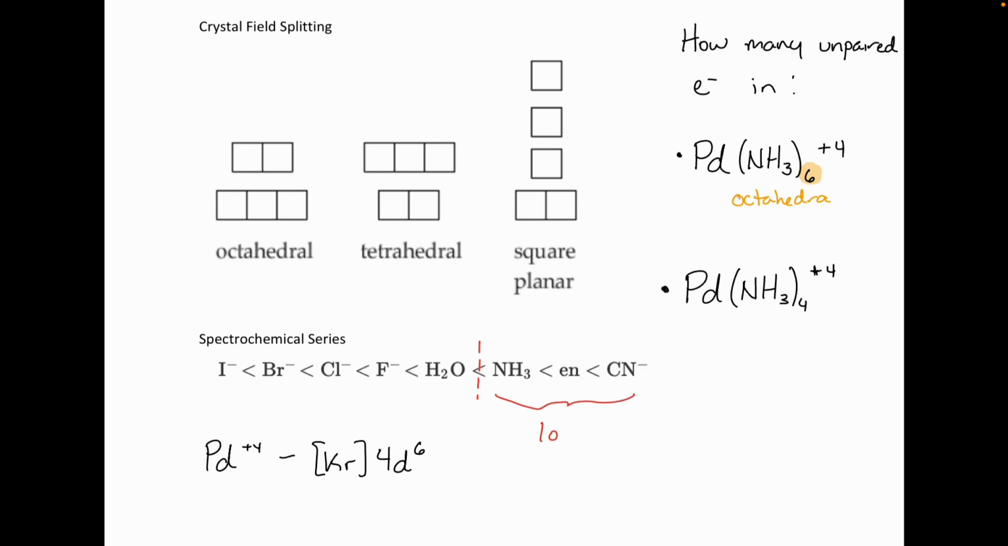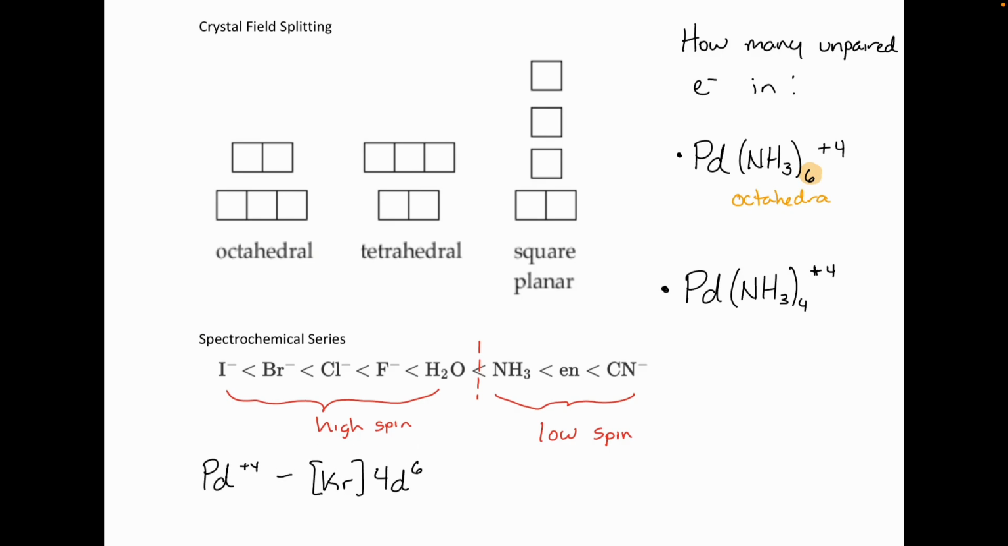So over here, these are our low spin ligands. Over here, these are our high spin ligands. I know that it may seem a little backwards because low spin actually means that the delta is large, whereas high spin means that the delta is small. But I'm going to fill this octahedral splitting pattern in with 6 electrons in a low spin. So I'm going to go 1, 2, 3, 4, 5, 6. So how many unpaired electrons do I have in this complex? 0.